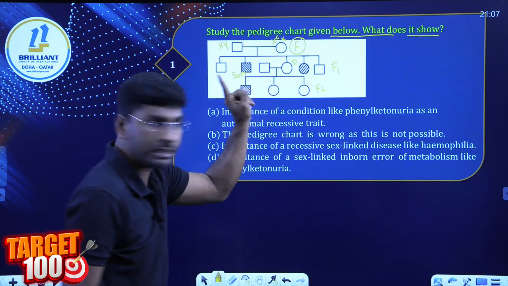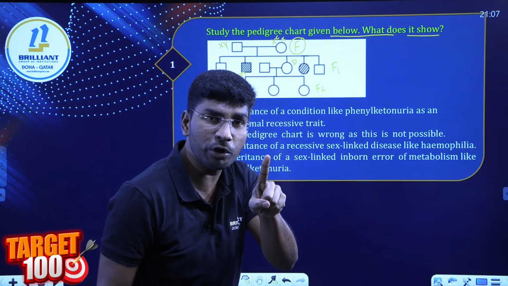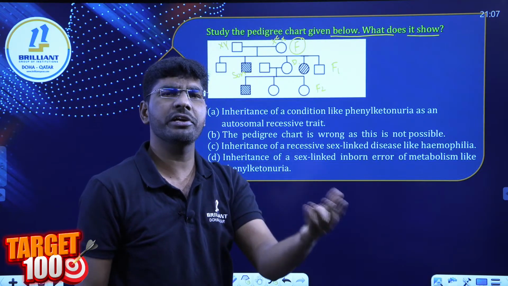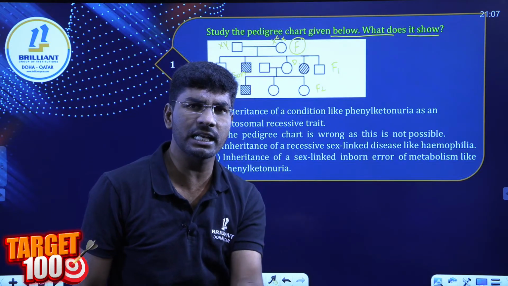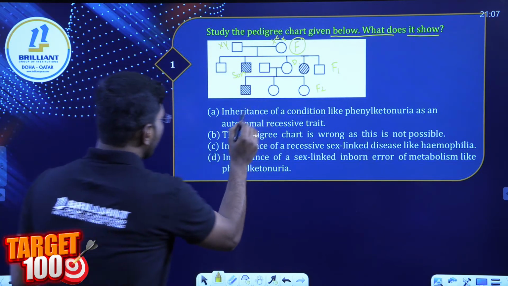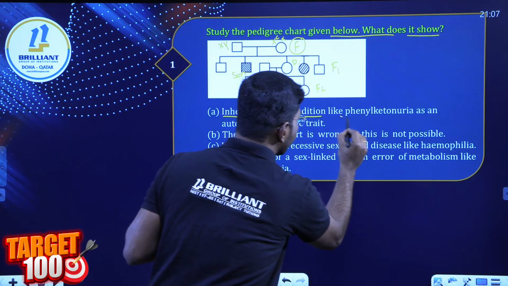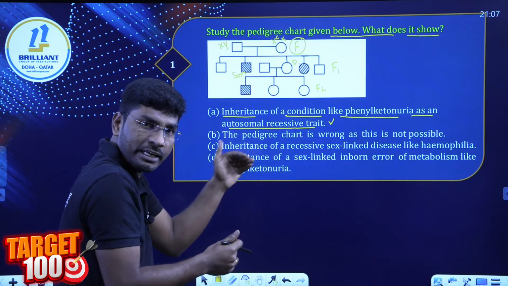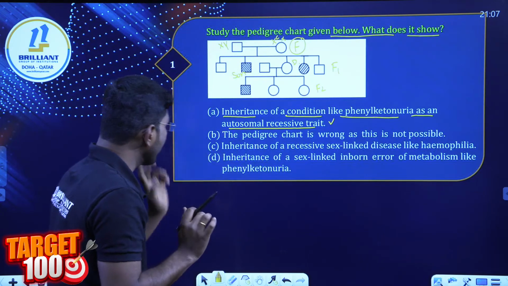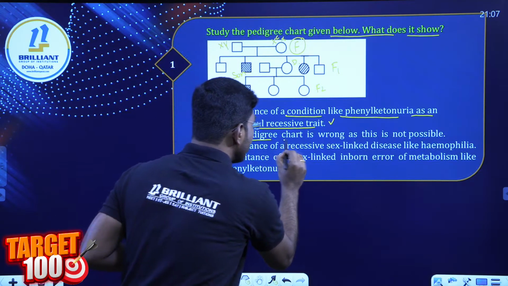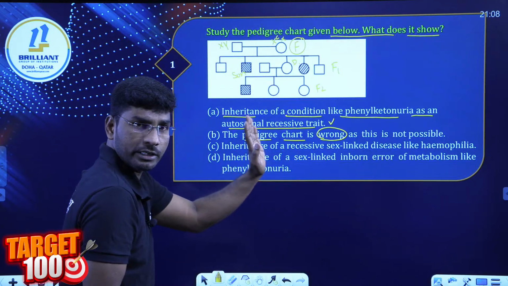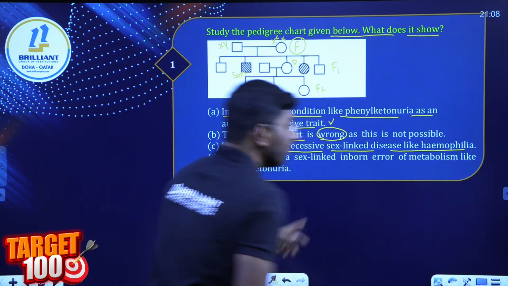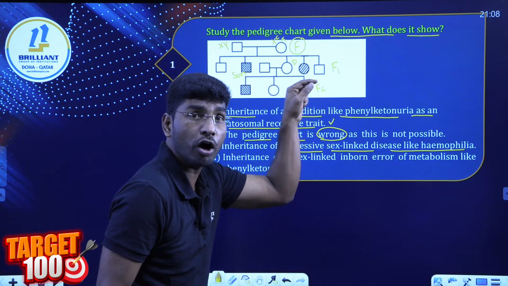Come to the options. So what is left now? We have one option: autosomal recessive condition. Examples of autosomal recessive conditions we can write: phenylketonuria, thalassemia, sickle cell anemia. Now look at here, inheritance of a condition like phenylketonuria as an autosomal recessive condition. It's appropriate, correct. Let me take the rest of the 3 and check if they are correct or wrong. The second one, the pedigree chart is showing wrong, so leave this option. Now, inheritance of a recessive sex-linked disease like hemophilia: this is not sex-linked. Remember, this is autosomal recessive.